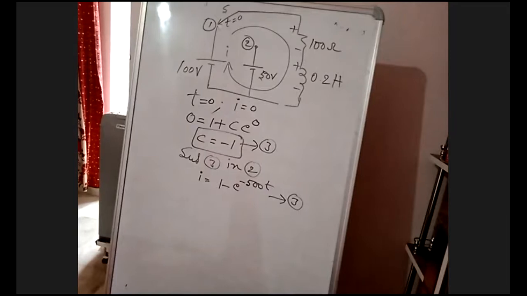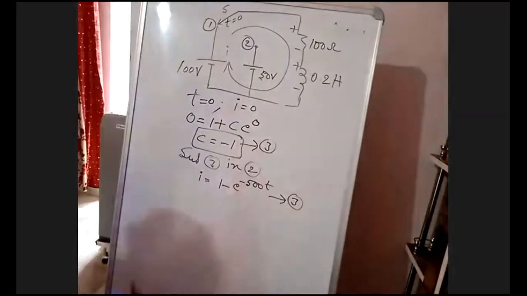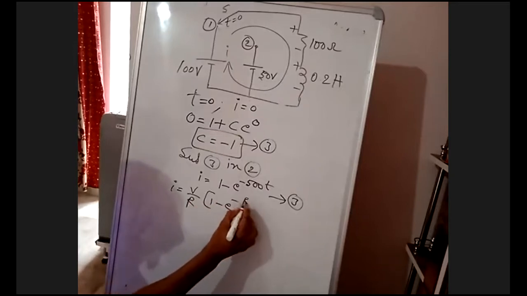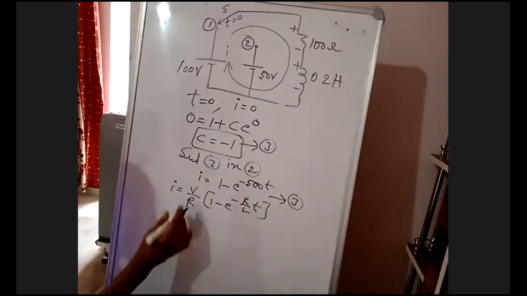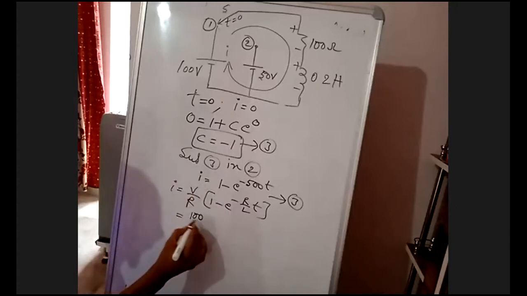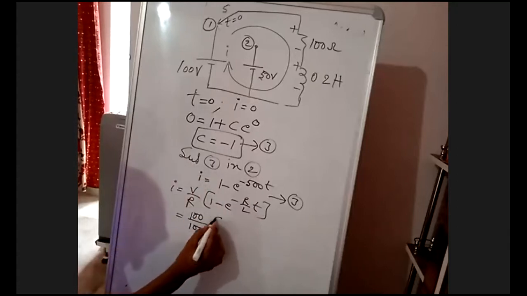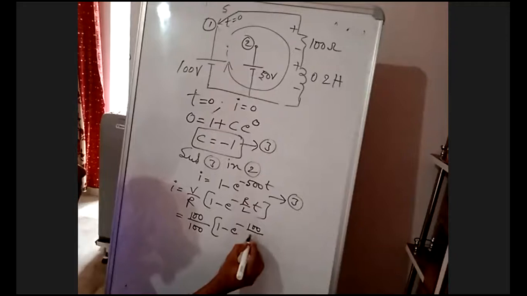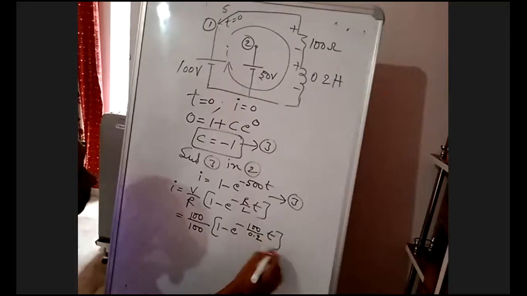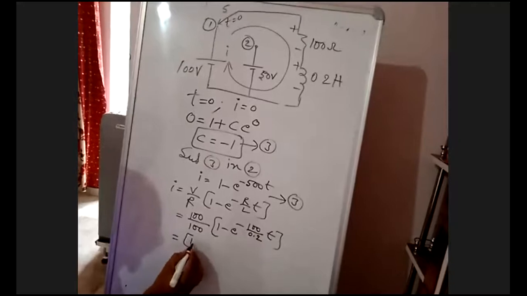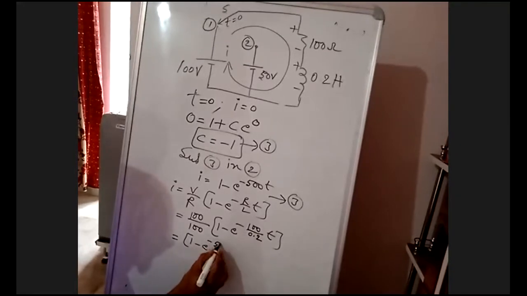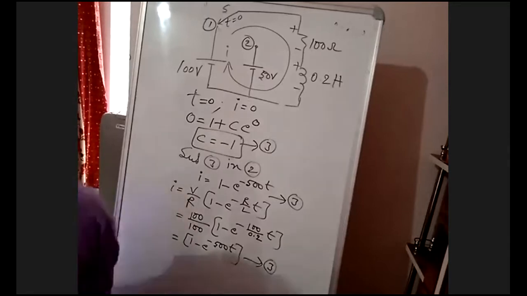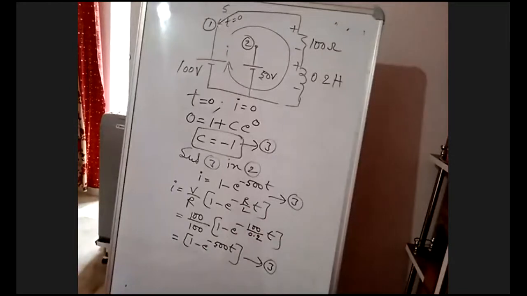Now we can derive this equation by, if they ask for 2 marks, we know the formula. I is equal to V by R into 1 minus e power minus R by L into t. V is 100 divided by R is 100, 1 minus e power minus R is 100, L is 0.2, that is 1 minus e power minus... Same thing we will get.